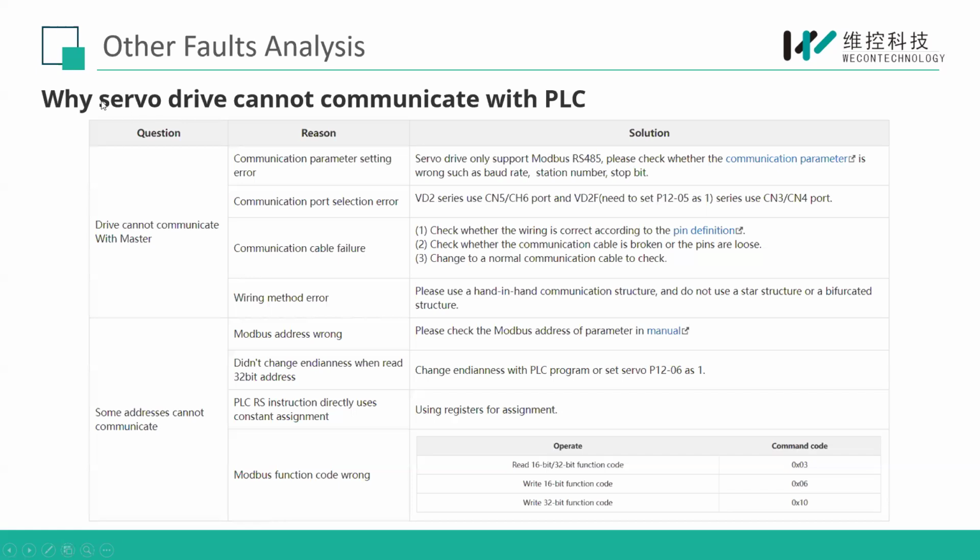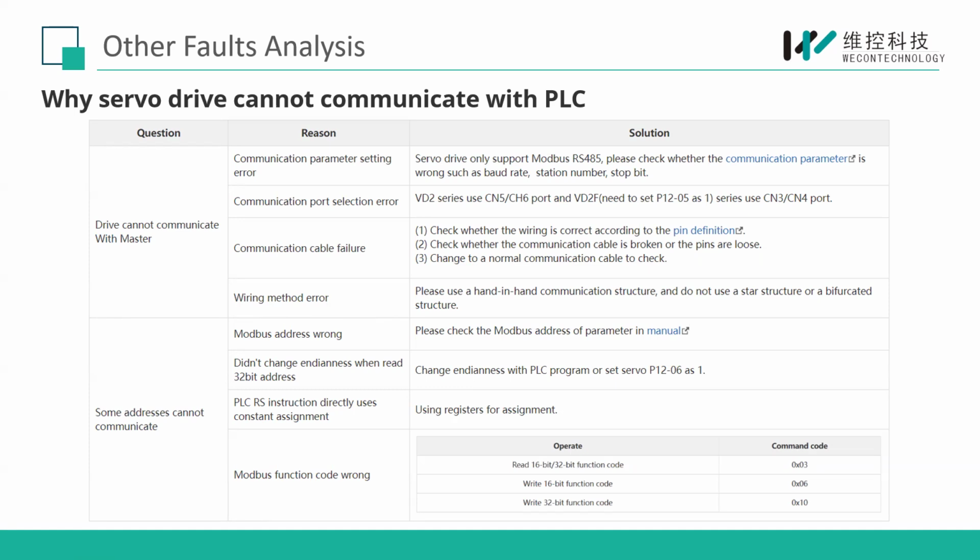And here, why can't the servo driver communicate with the PLC? First, we need to check the communication parameters, for example, baud rate, station number, stop bit, and so on. Second, we need to check the communication ports.